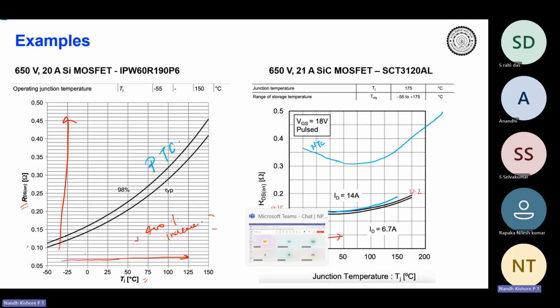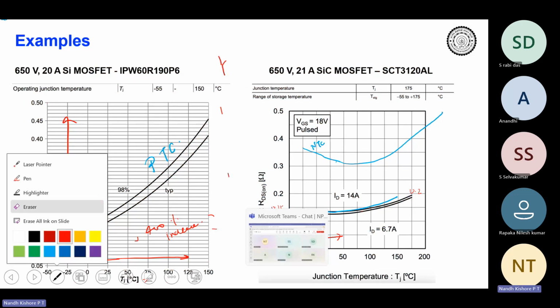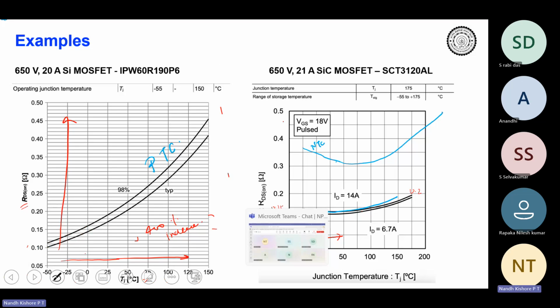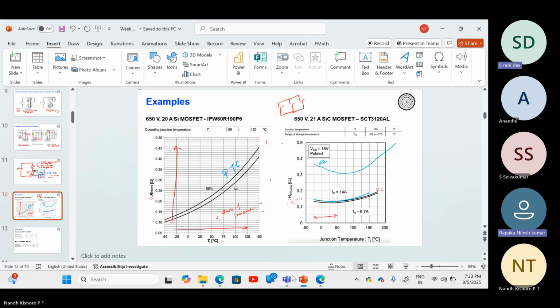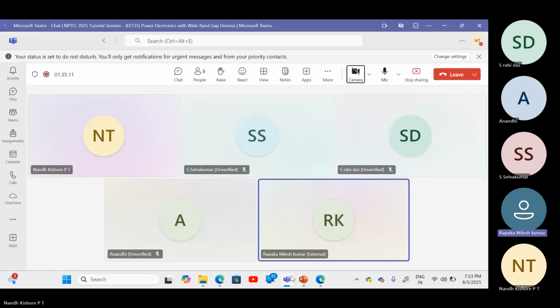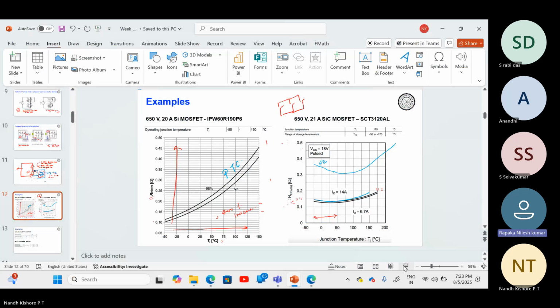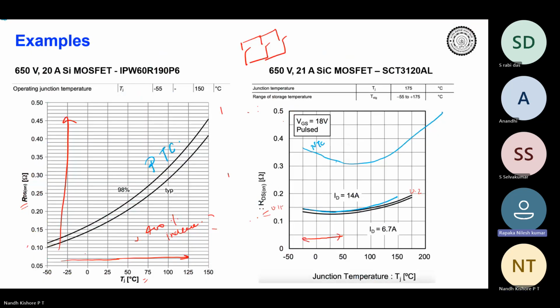Let's say you want to parallel devices. Then in that scenario, does this have any implication, this negative temperature coefficient of resistance? Any suggestions? It may damage the switch, sir, in the case of negative temperature coefficient. If temperature increases, the current through that particular switch will increase again, and temperature will still increase.